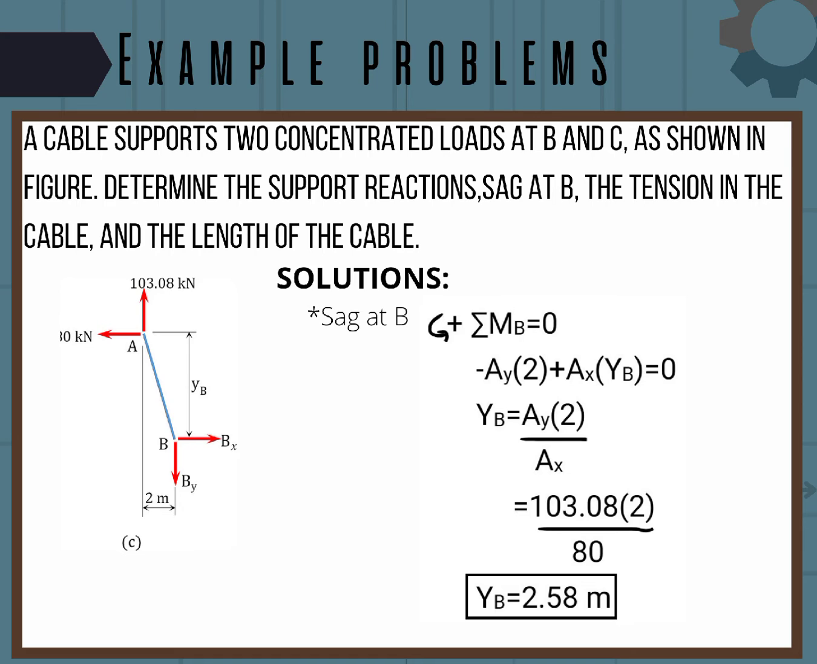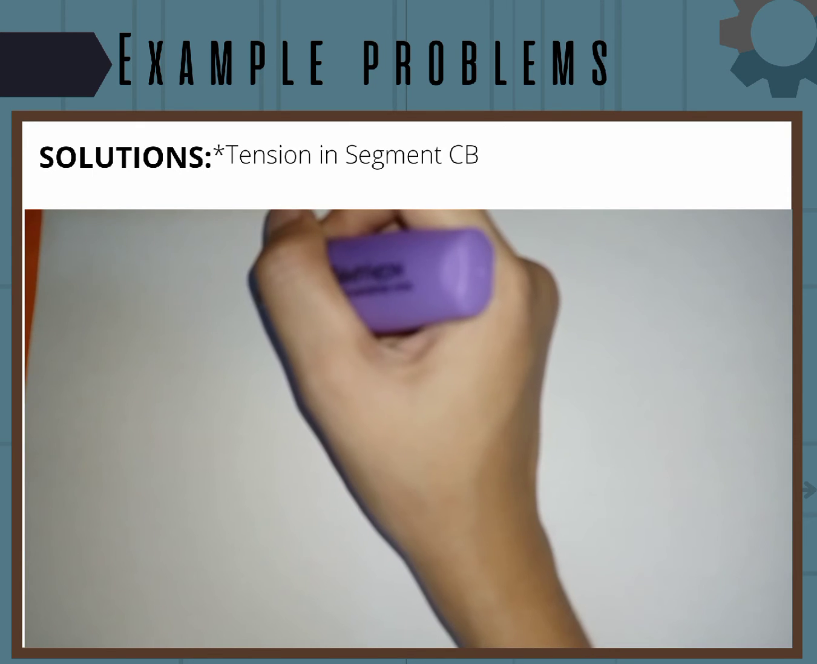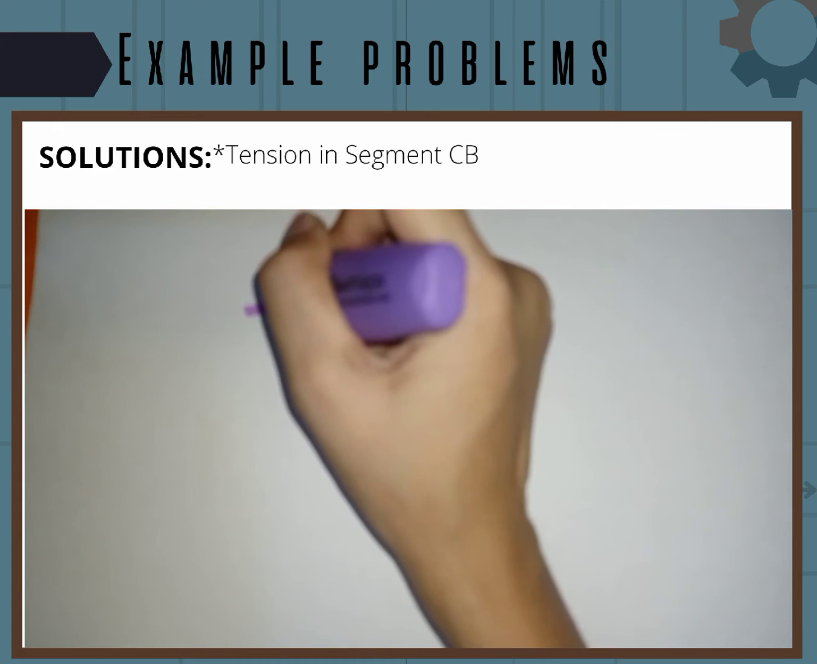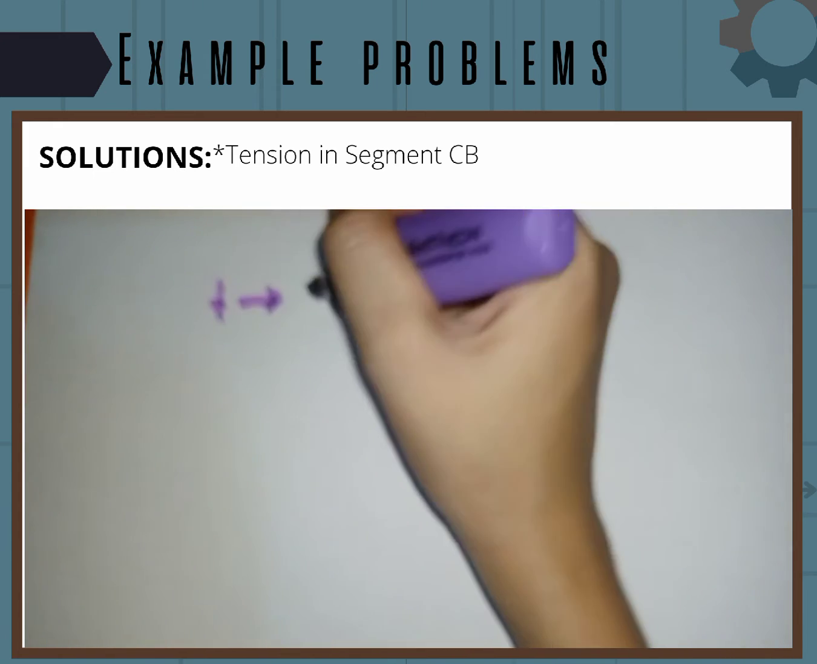So, summation of moment at B is equal to 0. Negative AY times 2 plus AX times YB is equal to 0. YB is equal to AY times 2 over AX is equal to 103.08 times 2 over 80. The answer will be 2.58 meters. Now we are going to solve for the tension in segment CB.